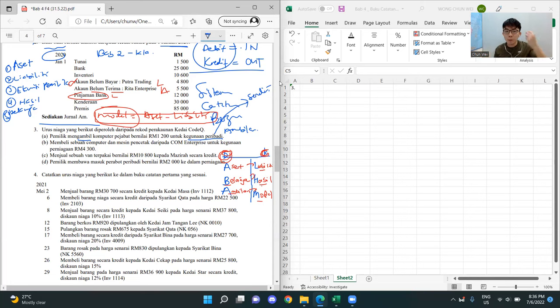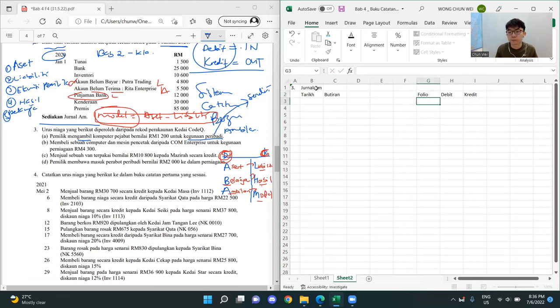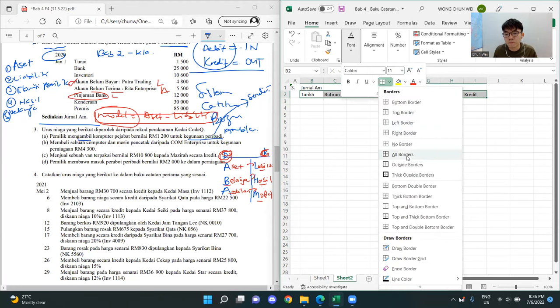So ambilan rekod dalam mana? Dalam your jurnal am. All right, so here let's prepare a jurnal am. Okay, so format is the same. You have your tarikh, then your butiran, then debit, credit, and don't forget about your folio.